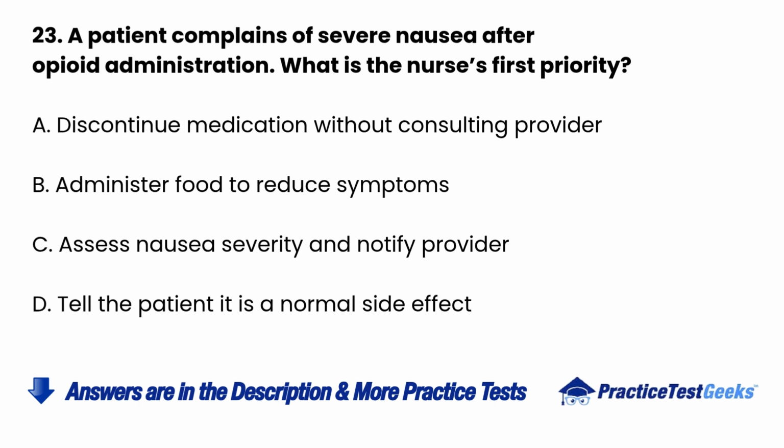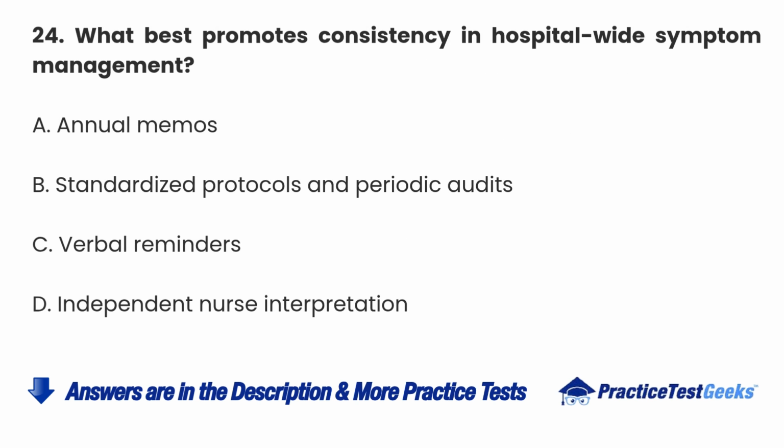23. A patient complains of severe nausea after opioid administration. What is the nurse's first priority? A. Discontinue medication without consulting provider. B. Administer food to reduce symptoms. C. Assess nausea severity and notify provider. D. Tell the patient it is a normal side effect.